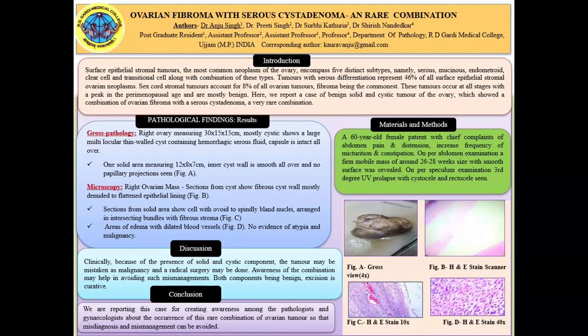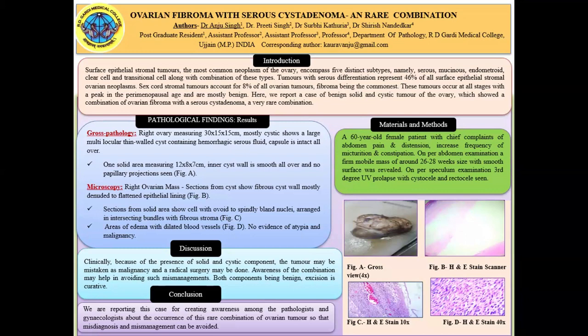The tumors at all stages peak in the perimenopausal age and are mostly benign. Here we report a case of a benign solid and cystic tumor of the ovary, which shows a combination of ovarian fibroma with a serous cystadenoma. This is a rare combination. So now we start with the pathological findings.